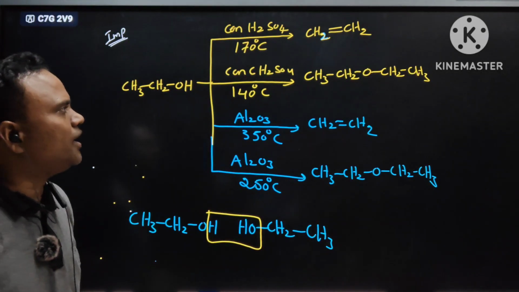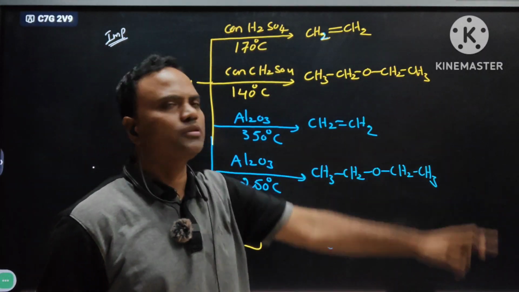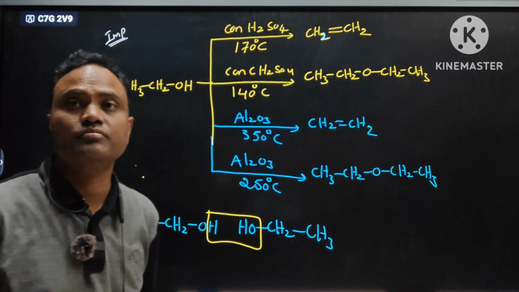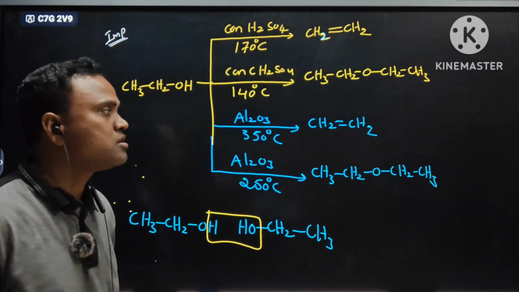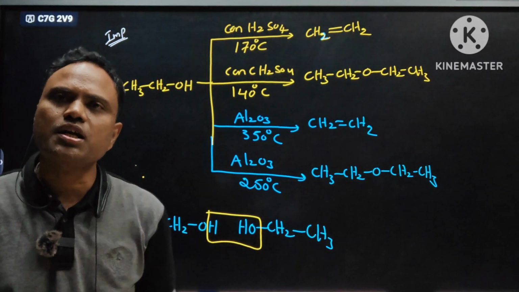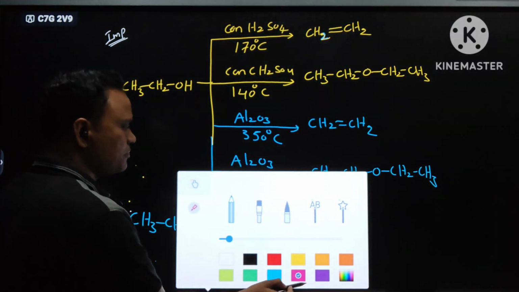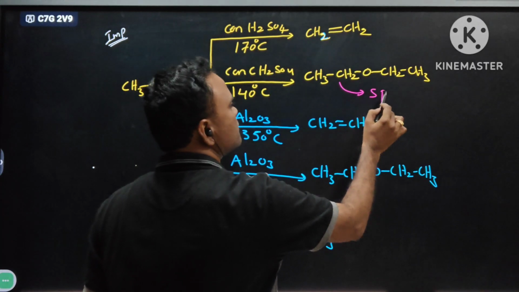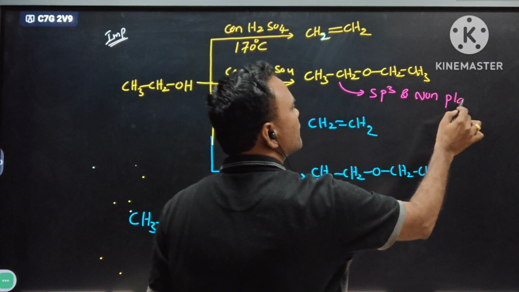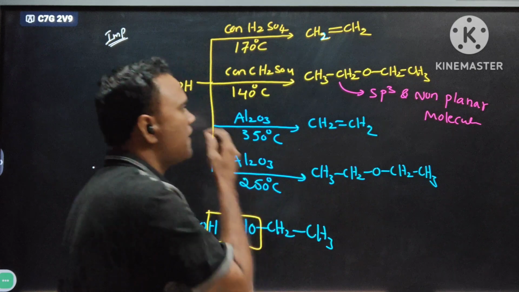Now, can you tell me what is the hybridization of carbon here? sp3. sp3 means tetrahedral. Tetrahedral means planar or non-planar? This is non-planar. The carbon hybridization is sp3, so this is a non-planar molecule.